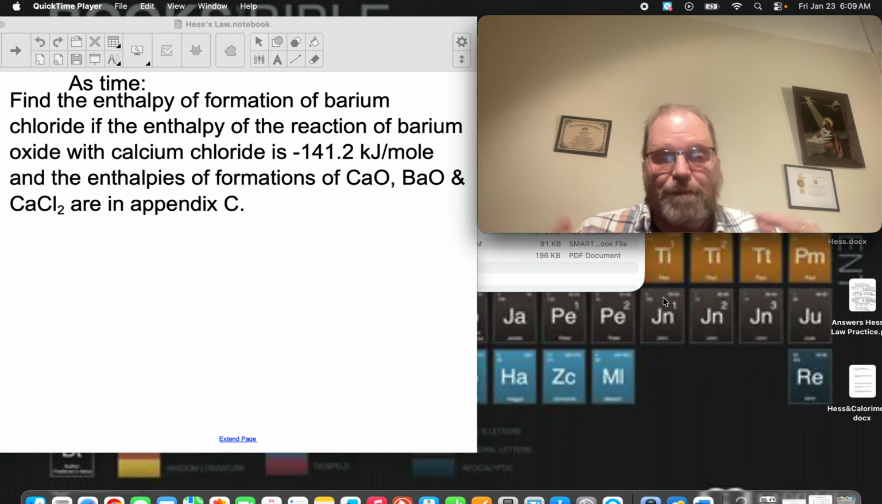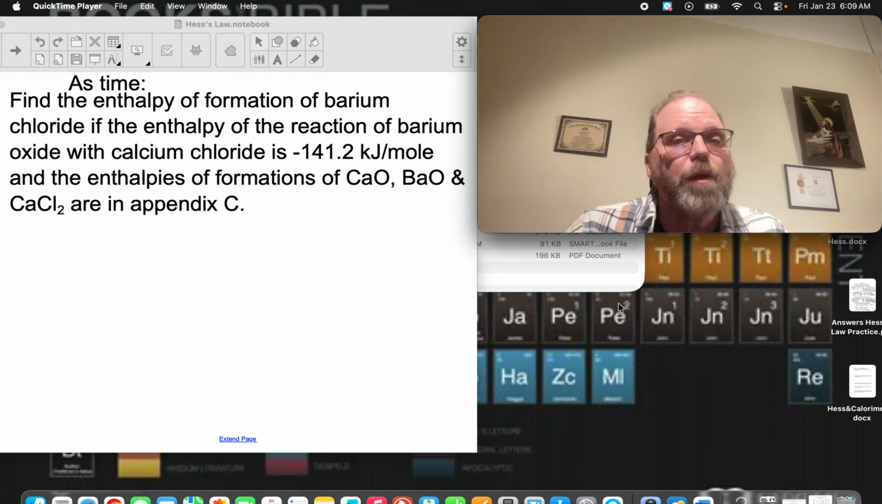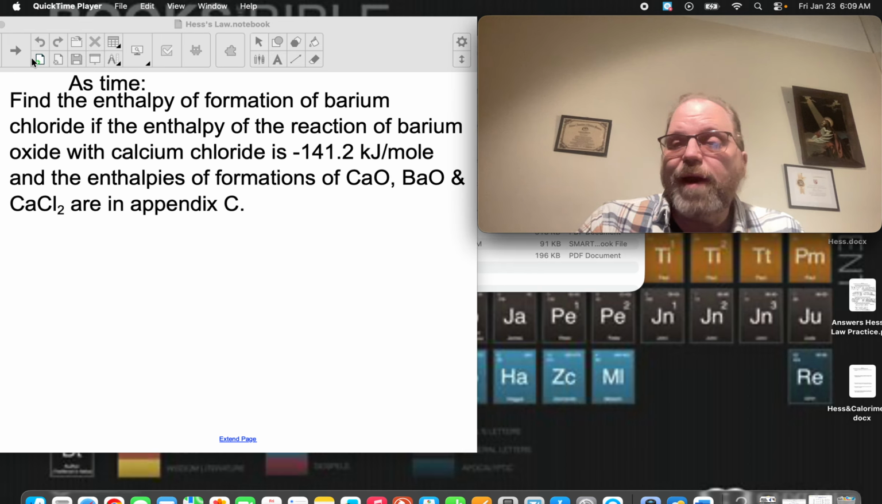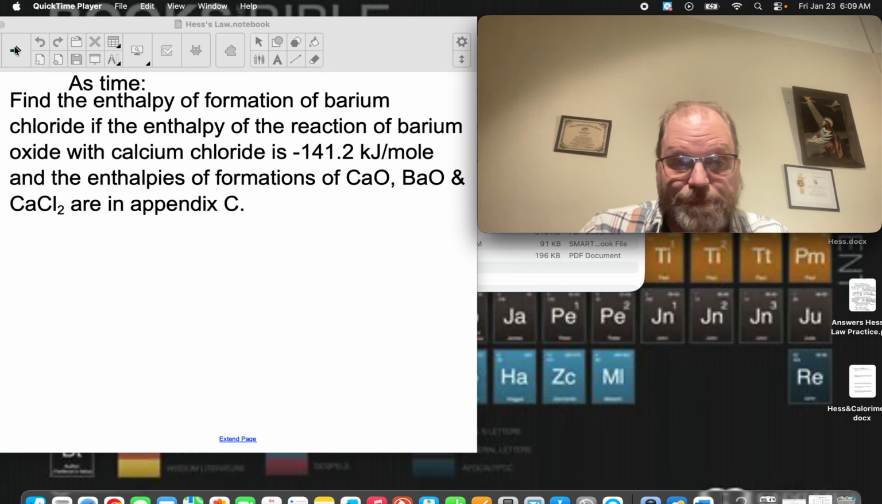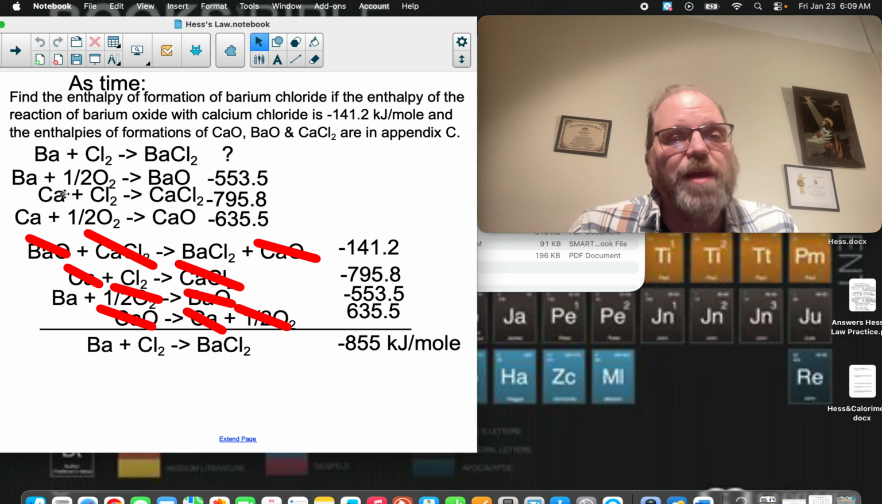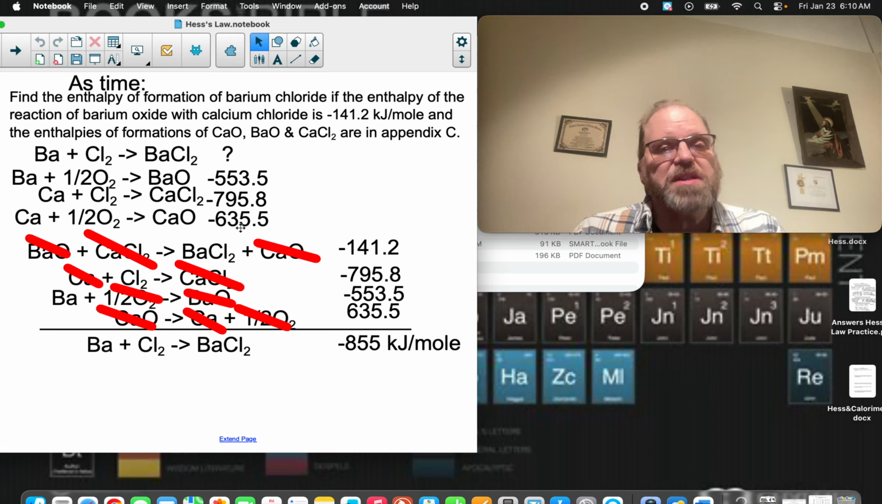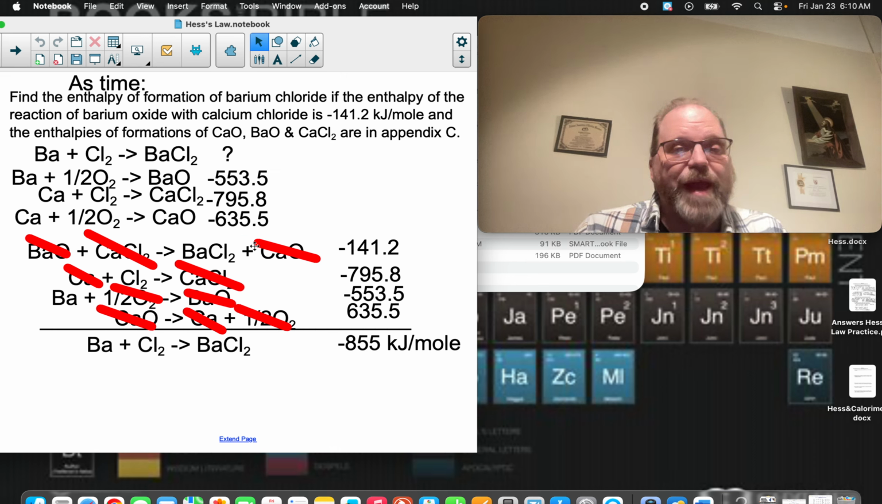Barium chloride, so this is the same kind of process. Pause the video, give it a shot for the reaction of barium oxide with calcium chloride. All right, so give it a shot here. All right, here are the answers. So barium chloride is what we're looking for. Barium oxide is negative 553.5. Calcium chloride is negative 795.8. Calcium oxide is negative 635.5. The reaction is negative 141.2.